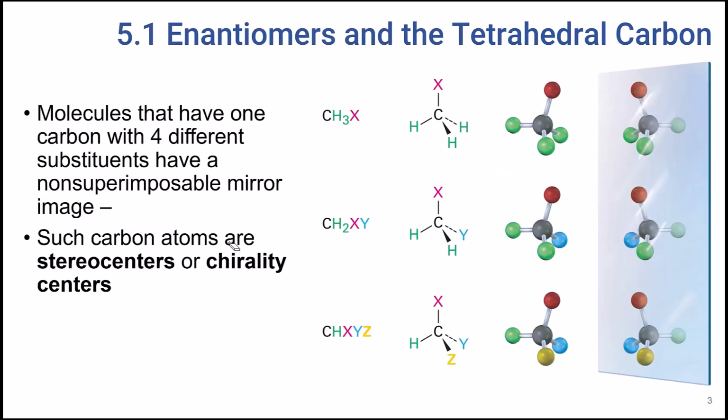Molecules that have one or more carbons and have a non-superimposable mirror image are referred to as enantiomers. The carbon atoms where they differ are stereocenters or chirality centers. In order to have a chiral center, we need to have an sp3 carbon, or a tetrahedral carbon that only has single bonds, so no double bond carbons. And we need 4 different groups or atoms attached.